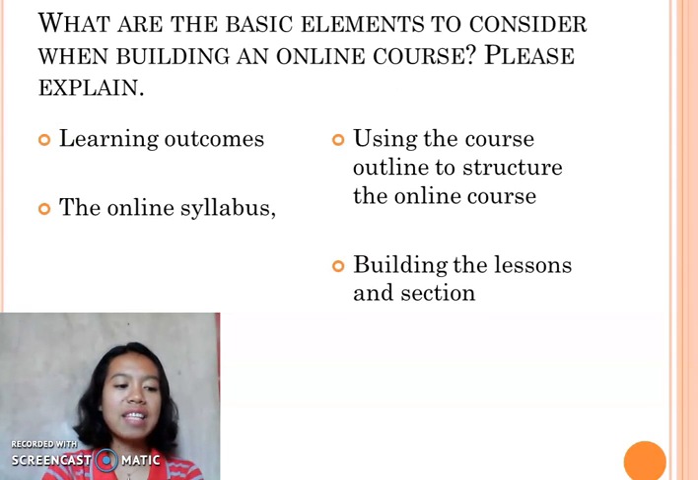The next question is: what are the basic elements to consider when building an online course? Please explain. The first one is learning outcomes. Learning outcomes are the core of a process to quit course and programs. And the second one is the online syllabus. The online syllabus contains the very detailed online course. And the third one is using the course outline to structure the online course. And the last is building the lesson and section.